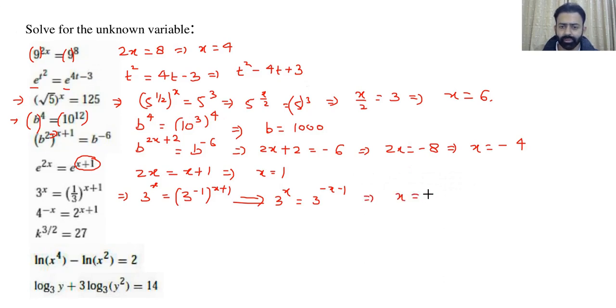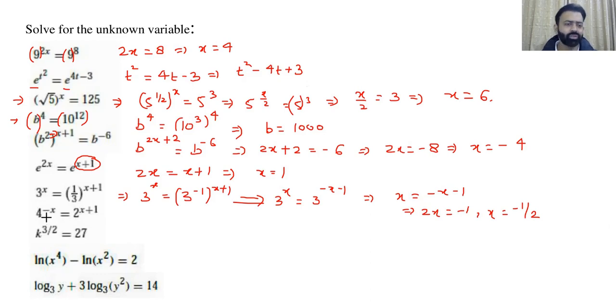So x is equal to minus x minus 1. So 2x is minus 1. So x is minus half. This is your answer. And of course, the exponent can be negative. Do not get confused about the conditions. Whatever condition we impose in exponential function, if you watch my previous lesson, we impose the condition only on the base, not on the exponent.